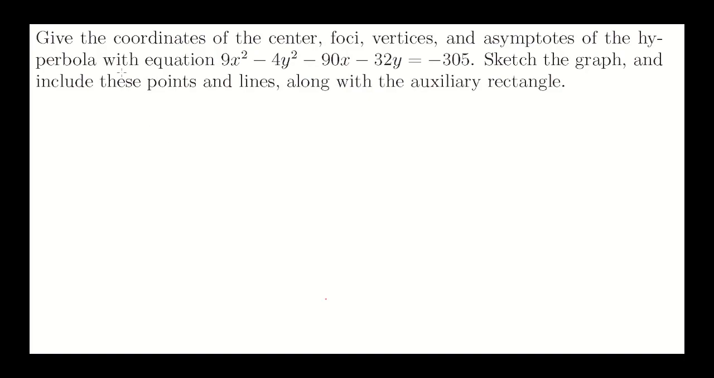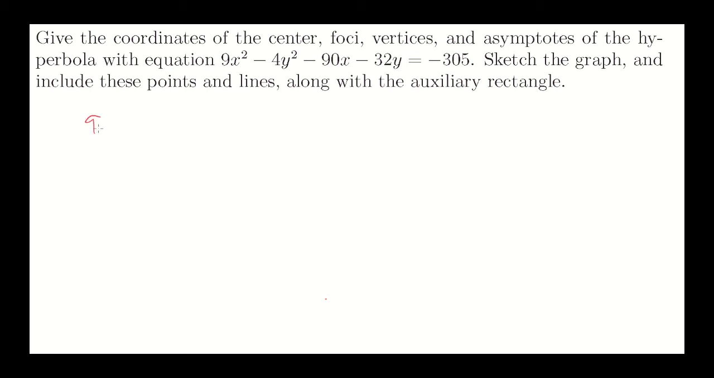So in this example, give the coordinates of the center, foci, vertices, and asymptotes of the hyperbola with equation 9x squared minus 4y squared minus 90x minus 32y equals negative 305. Sketch a graph and include these points and lines along with the auxiliary rectangle. Okay, so now we arrange that first.